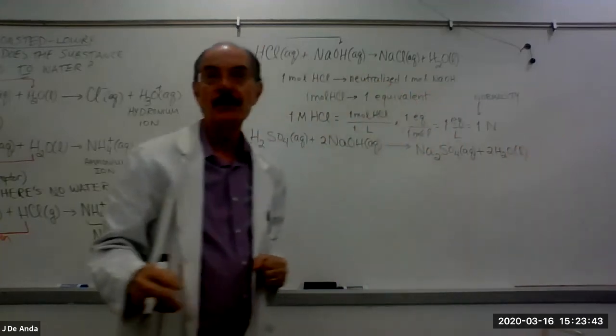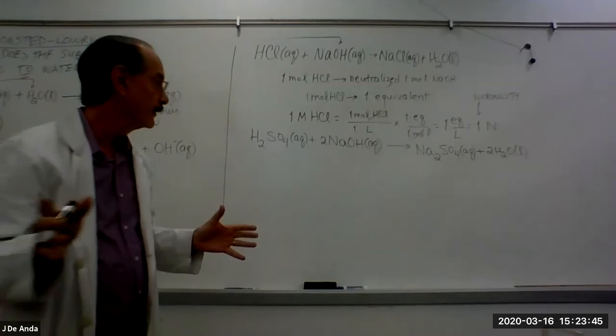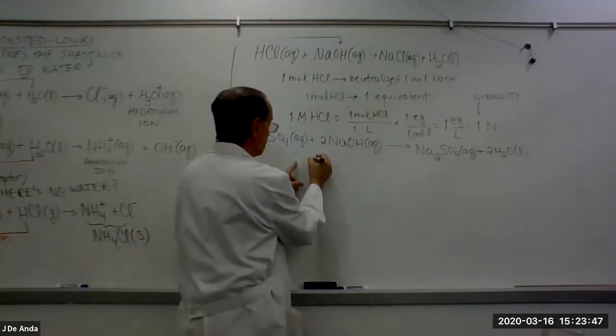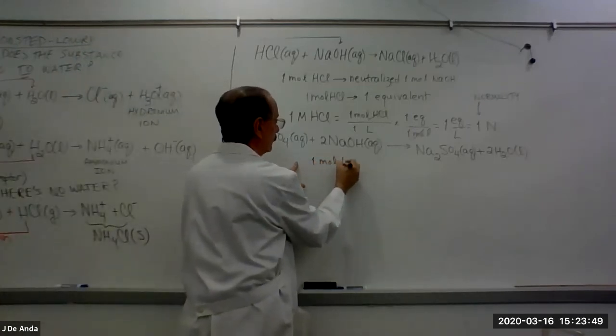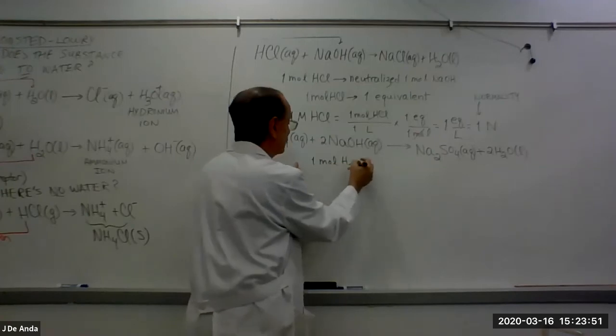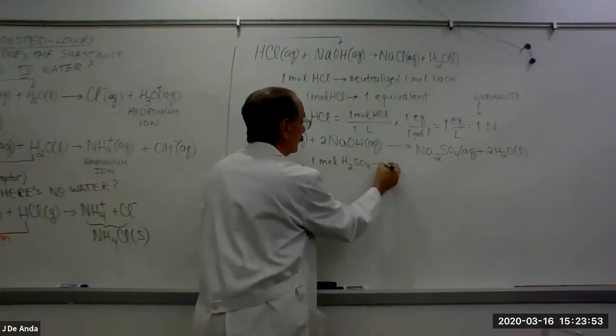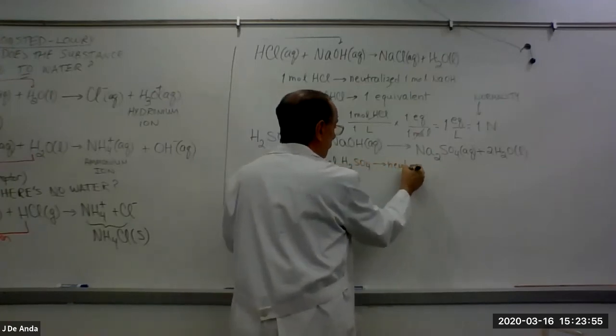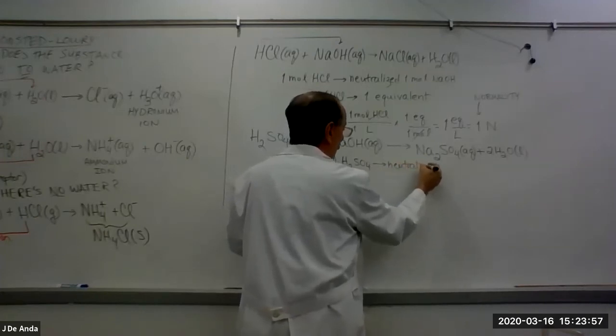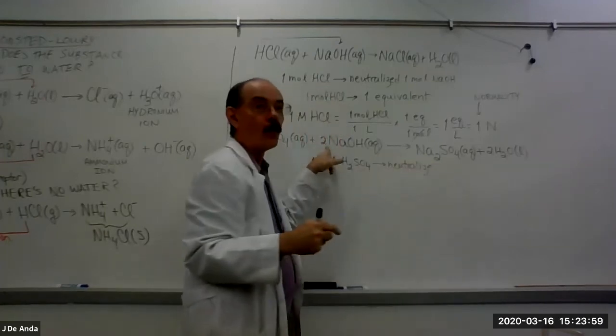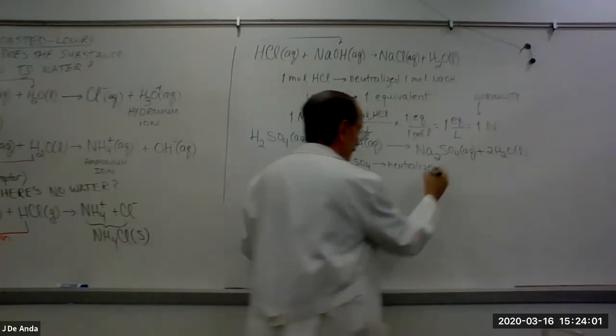All right. So when I balance the equation, what I find in this case is that 1 mole of sulfuric acid can neutralize not 1, but 2 moles of base.